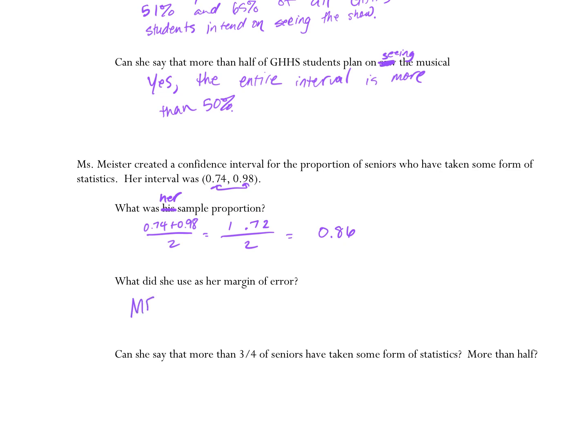Okay, what was my margin of error? 12%. How'd you get that? 0.98 minus 0.86. Cool. So, can we say that more than 3/4? No. Why not? Because it's below 3/4. Yeah, I'm just going to say no, because part of the interval is below 75%.